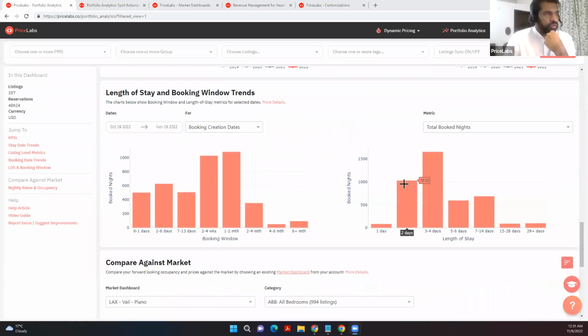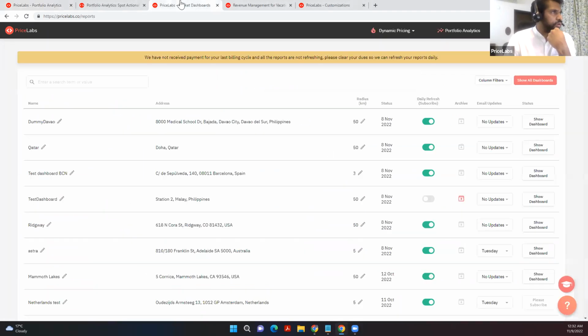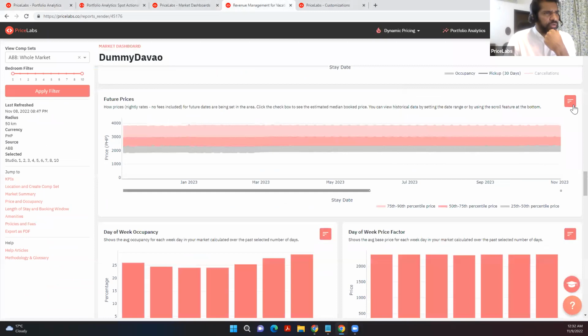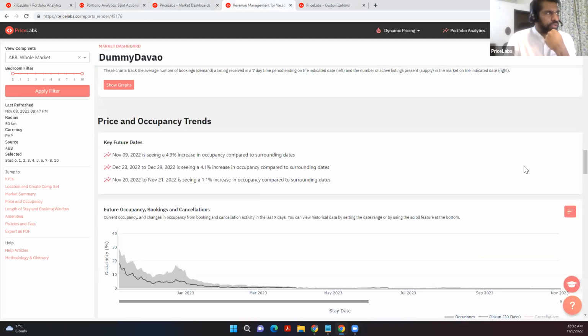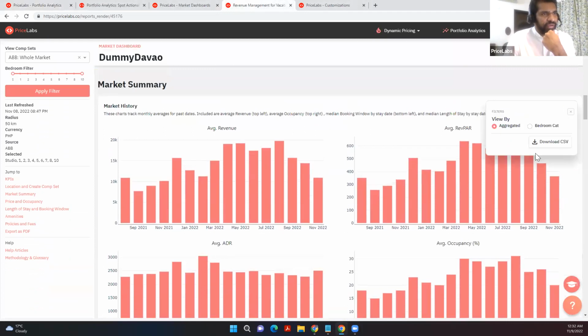So we give that flexibility because some users want to run their own analysis. Absolutely. And so what Pedro's referring to here is you can click this and download the CSV, raw data or chart data. And also in market dashboards, just about everywhere you can click these pink things and you'll see a download CSV. So just about everything can be exported from PriceLabs. Cool.